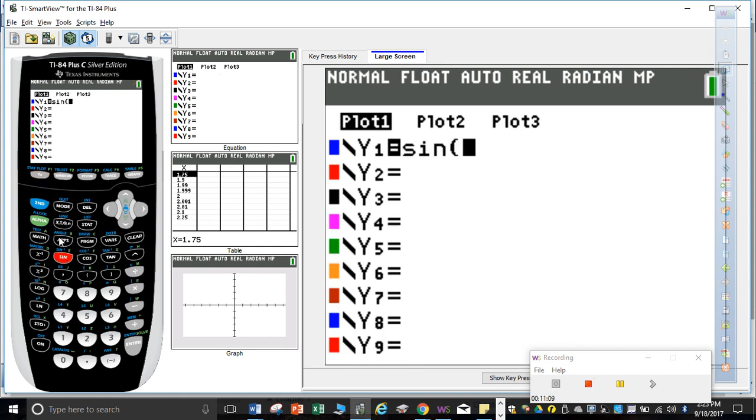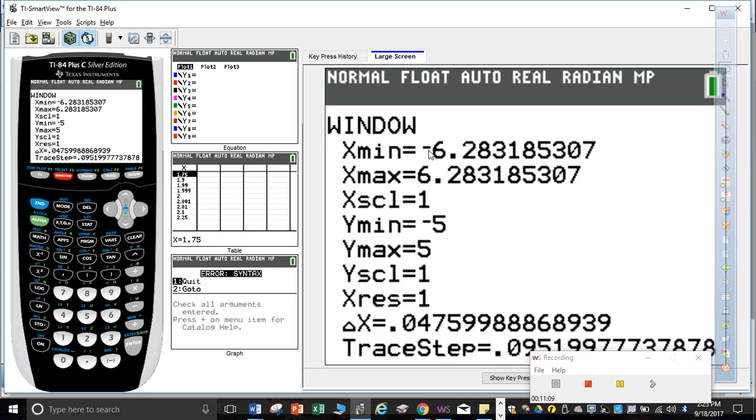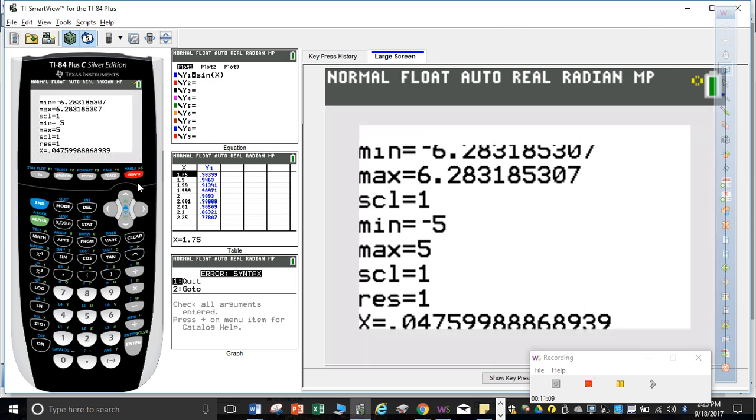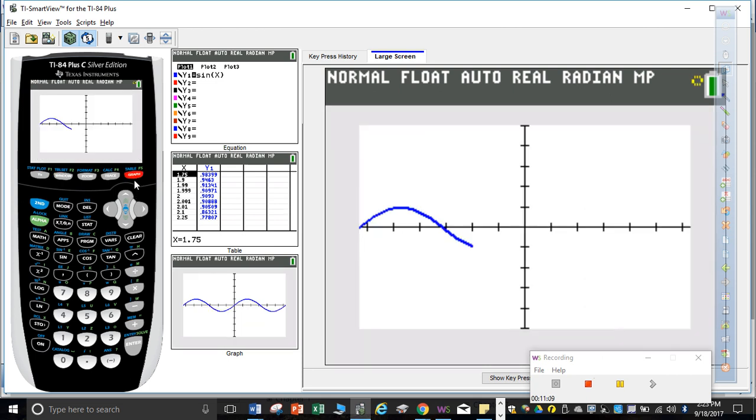And let's maybe look at sine first. So let's type in sine x. I want to show you really quick here my window. It goes from -2 pi to 2 pi in the x direction, the y direction goes from -5 to 5. And then taking a look at our graph here, there we have sine.